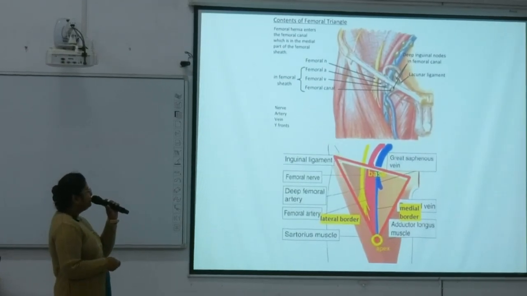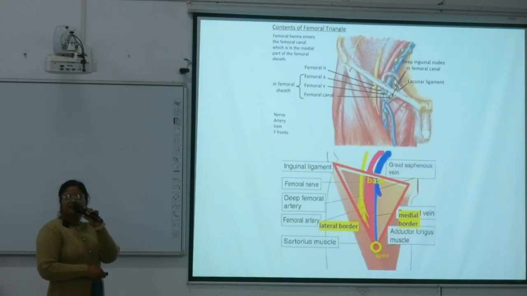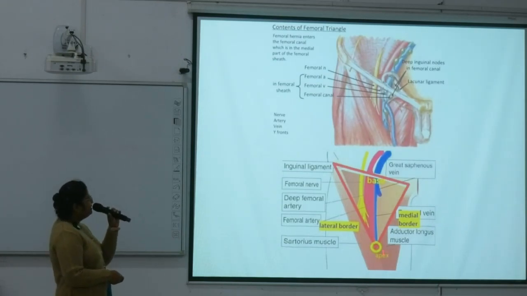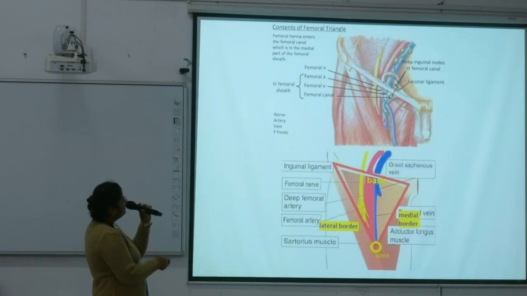Okay. The medial boundary is formed by the medial border of the adductor longus muscle and the lateral boundary is formed by the medial border of this sartorius muscle. And these two are meeting at the apex of the femoral triangle. Here, this is sartorius, here is the adductor longus. So here these two boundaries, lateral and medial, are meeting and forming the apex, and this is the inguinal ligament forming the base of the triangle.